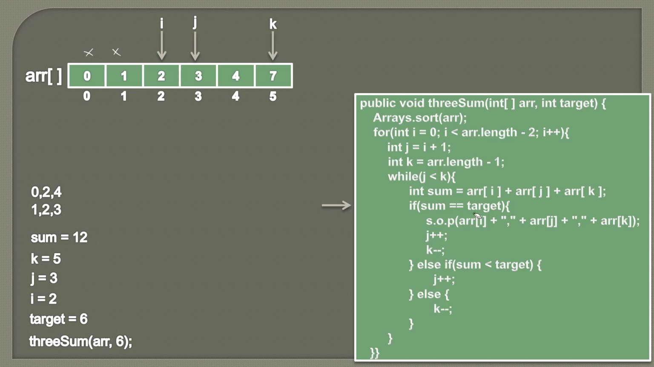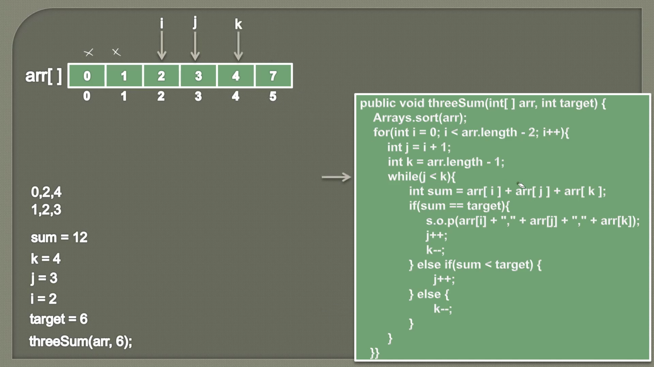Sum is not equal to target. Sum is not less than target. It is actually greater than target. So we need to reduce the sum. And when we reduce the sum, we simply decrement k. K will become 4.